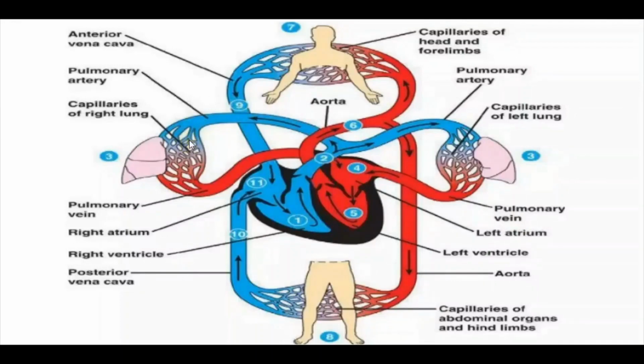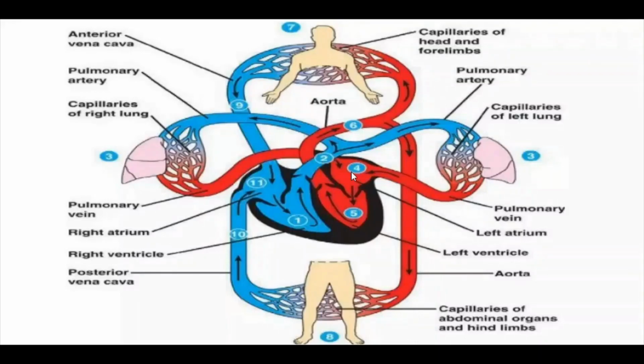Which one? Pulmonary artery. And from the lungs it carries oxygenated blood to the left atrium. This side also, it takes deoxygenated blood to the lungs, and from the lungs it collects oxygenated blood and reaches the left atrium. So, this type of circulation is known as what? Pulmonary circulation. These two types, pulmonary and systemic circulation, are known as double circulation.